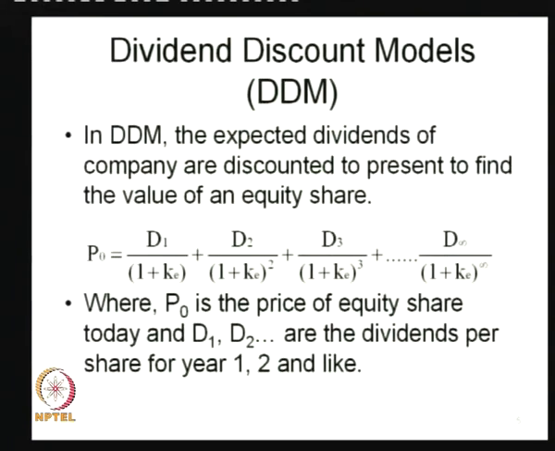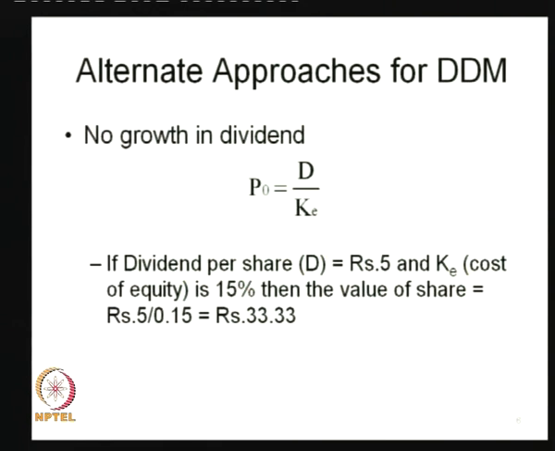Coming to the different approaches of the dividend discount model, we can have one model which talks about no growth in dividend. In this, there is no growth in dividend, like a perpetuity, and the dividend that you are going to get is the same for all the years from 1 till infinity. In that case, the valuation is simply the dividend per share of the company divided by the discounting factor. You do not have to discount each year's dividend separately; we can just divide D by KE, and the value comes.